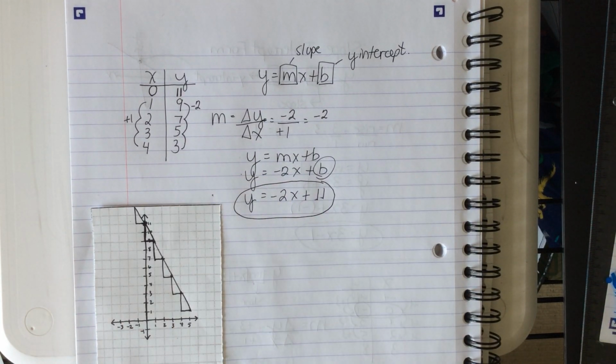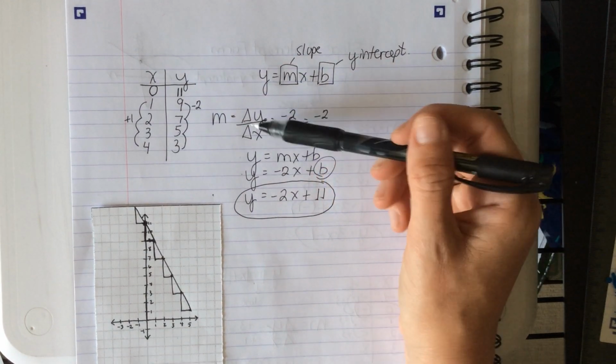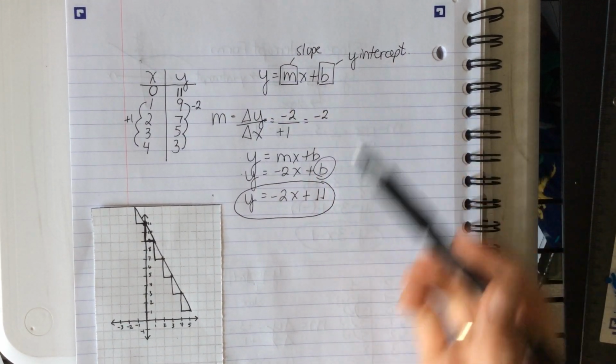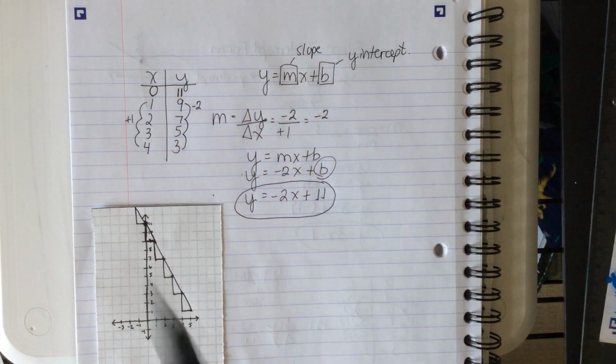Okay, so that is how you can find the equation of a line just by using a table of values, by finding the slope, by using change in y over change in x, and then by finding your y-intercept, by finding the spot where x equals 0.